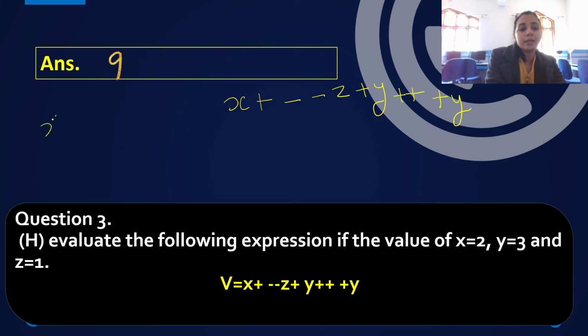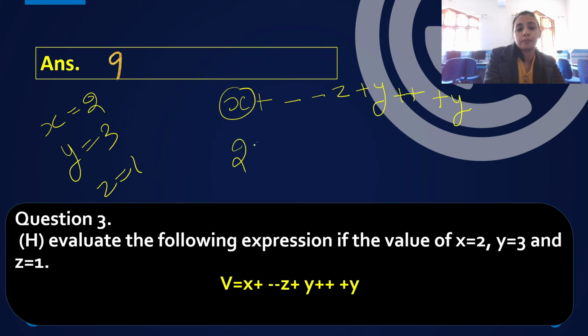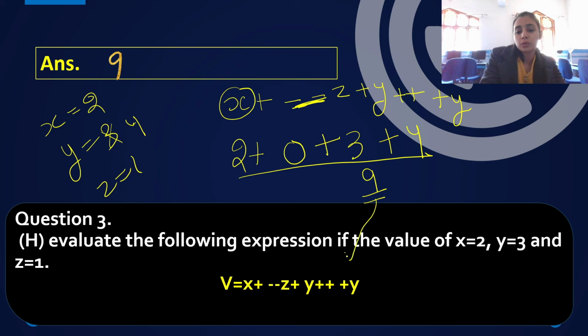So x is 2, y is 3, z is 1. So now we know what x is, that is 2 plus minus minus. Okay, so minus minus z, that means 0, because it is prefix, so first the decrement will be done. Then plus y means 3. Now y is not 3, now it is 4. So plus 4, right? So now solve this. It is coming 9. So this is the answer of that.